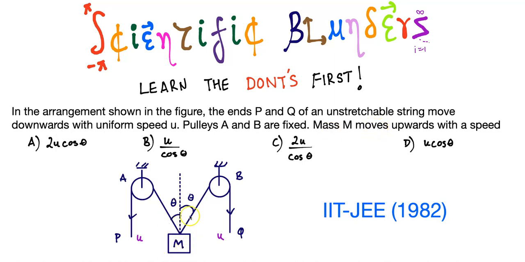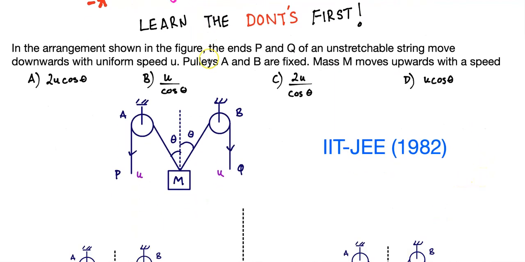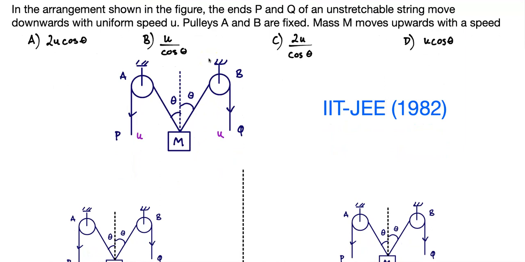So this is mass m, and we're given four options: 2u cos theta, u by cos theta, 2u by cos theta, and u cos theta. And if this problem seems familiar to you, then you're probably right in thinking that it's not a new problem. It's in fact a very old problem from 1982. So let's get started. Let me just scroll down a little bit to create some space.